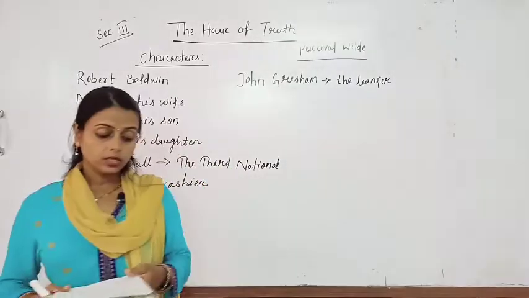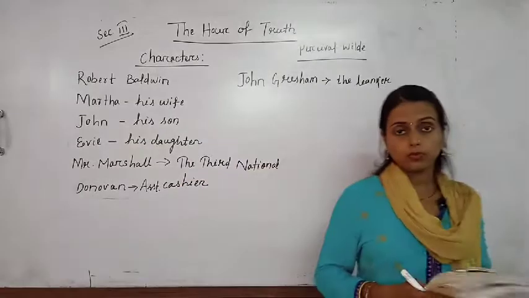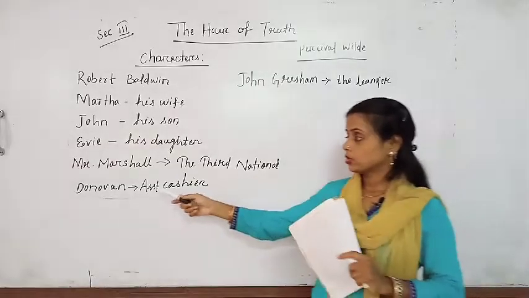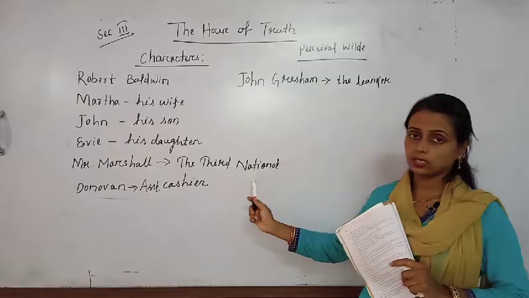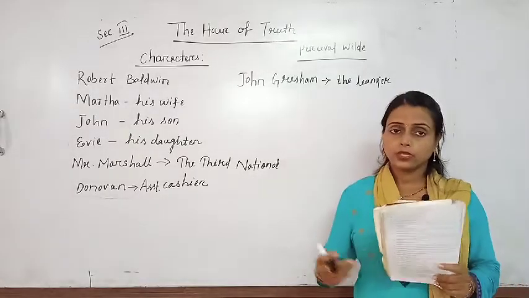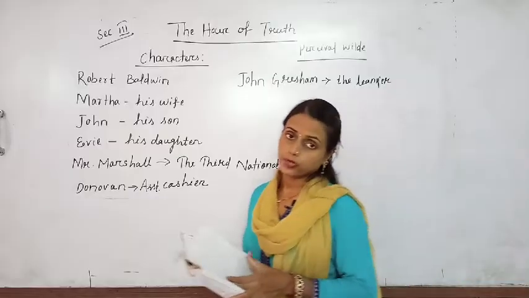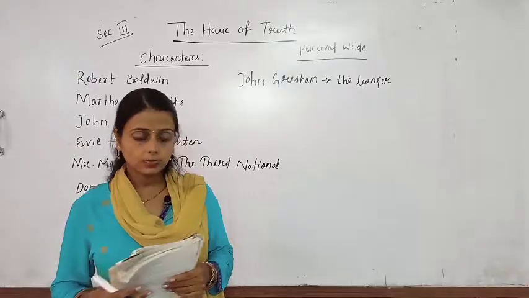So here there is a conversation between Baldwin, Martha and John, that John has heard from Donovan, who had left this bank and had gone to work at the Third National. Previously he was working as an assistant cashier, now he is working in the Third National, and according to him there is no space and they can't even give the post of a clerk to Mr. Gresham. Okay, did you understand this much?